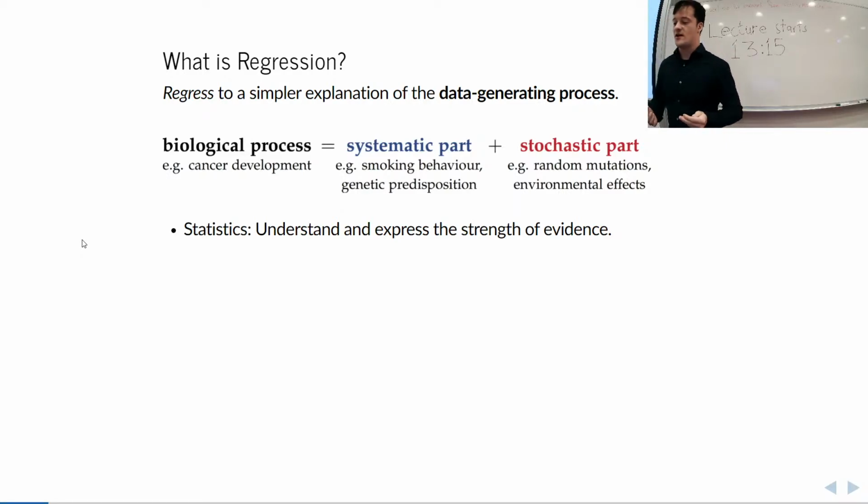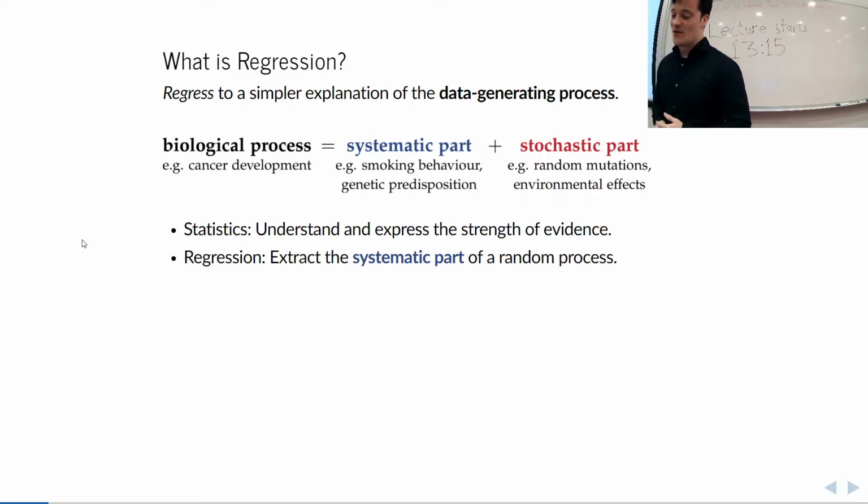So statistics is, very generally speaking, about understanding and expressing the strength of evidence. We'll come back to that in the study design lecture, which used to be day 4, but I think Harald would like me to do it earlier. Then regression is the main tool that we want you to learn during the bachelor course and also during the master course, which is trying to extract a systematic part from a random process like cancer development. What are the things that we can influence? What are the things that we can measure that we know affect the outcome?